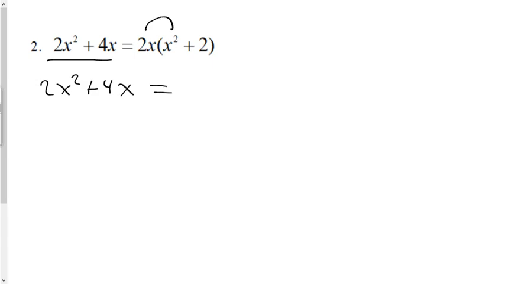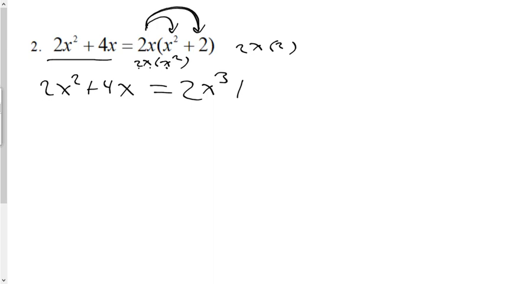On the other side, however, we have the multiplication of a polynomial by a monomial. 2x multiplied by x squared will be 2, x times x times x is x cubed. The next arrow, 2x times 2, will be a positive 4x. And therefore, if I look at these, are those the same thing? Nope. Because this is an x squared, this is an x cubed, so the answer is false.